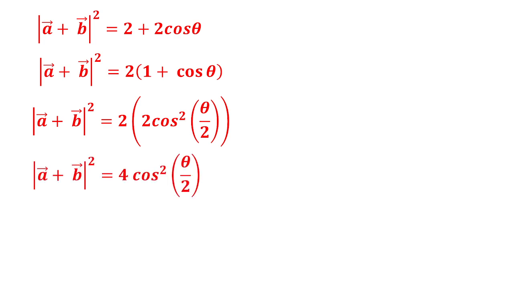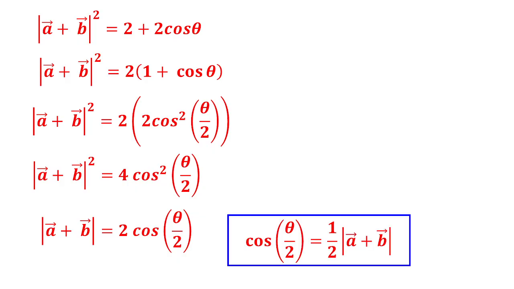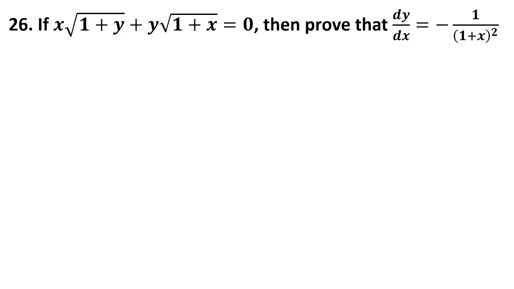Now we are getting it. Now take square root on both sides. Then you write the required answer: cos theta by 2 is half the magnitude of a plus b. Move on to question number 26.